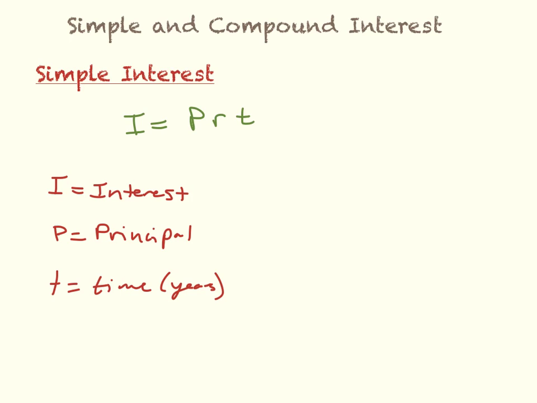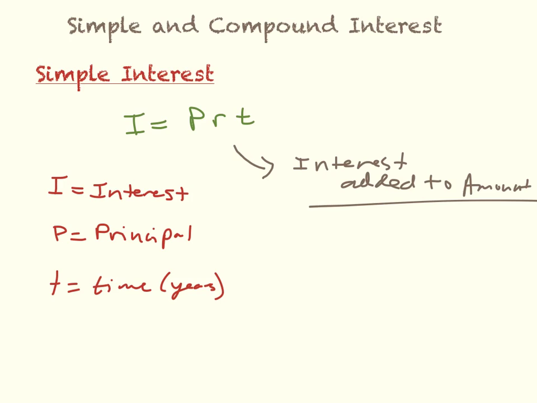Okay, now another way to look at the same formula is if we want a total amount with interest added. So if we want the interest added to the amount, then our amount is going to equal the principal times 1 plus RT.